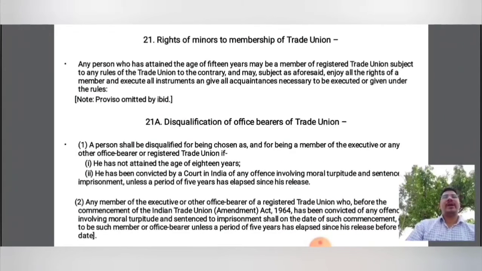Rights of minors to membership of a trade union. Any person who has attained the age of 15 years may be a member of a registered trade union, subject to any rules of the trade union to the contrary, and may, subject as aforesaid, enjoy all rights of a member and execute all instruments and give all acquittances necessary to be executed or given under the rules.